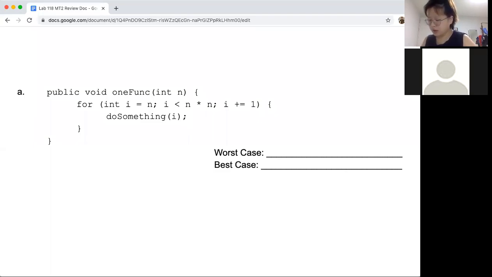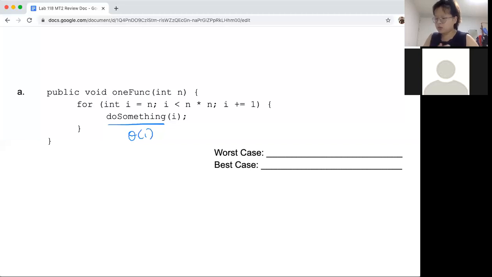All right, so for part A, we have a function inside of which we have a for loop. Hopefully you've had time to analyze what the runtime of this function is before watching this. But basically, we need to consider two cases. What is the worst possible runtime? Well, remember that do something is going to take constant time because any other function call is taking constant time.